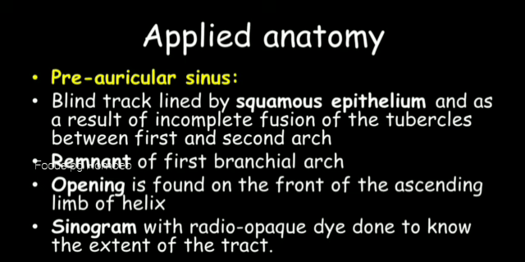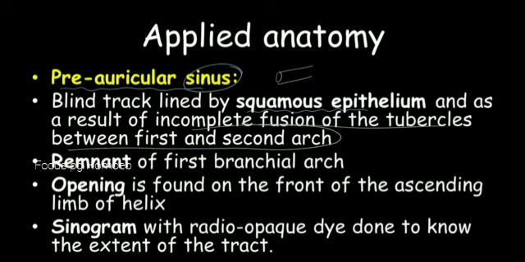Now we are going to discuss a few applied anatomy topics, that is pre-auricular sinus. A sinus, you all know, is a blind tube with one opening. Here it is lined by squamous epithelium, and it is formed as a result of incomplete fusion of tubercles between the first and the second arch. You might have seen it clinically, and it is none other than the remnant of the first branchial arch, and the opening is found in front of the ascending limb of the helix.